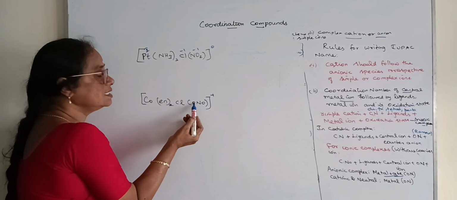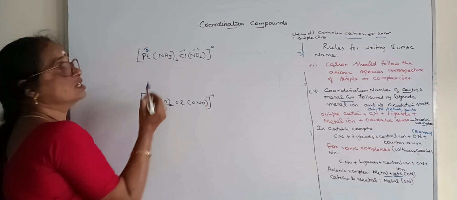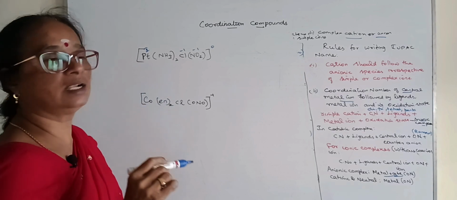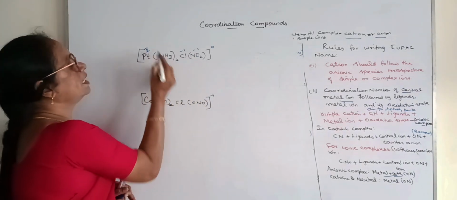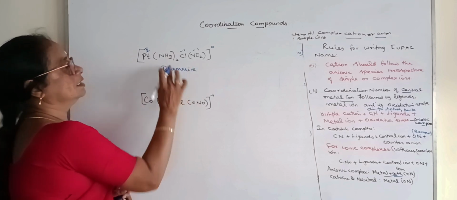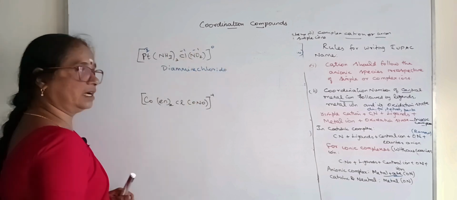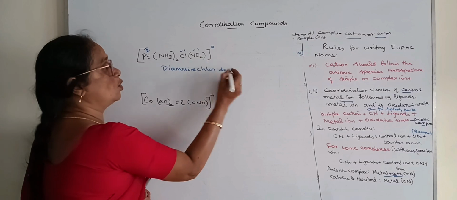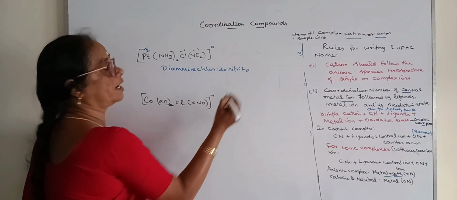So the oxygen is the donor site of nitrito to the cobalt. So how to specify the donor site of ambidentate ligands in its IUPAC name? Let us write first of all diamine. So this is diamine. Then chlorido, diamine chlorido because of its negative ligand. And it is nitrito because NO2 is there, the nitrite group becomes nitrito.